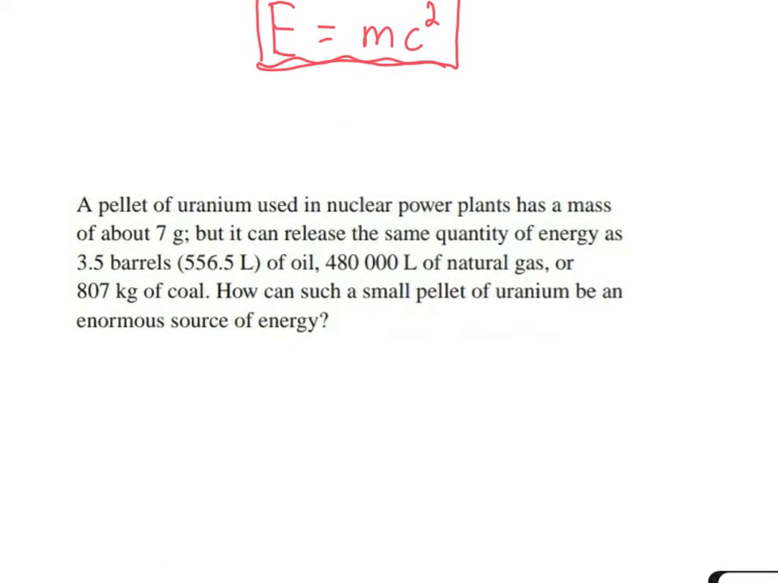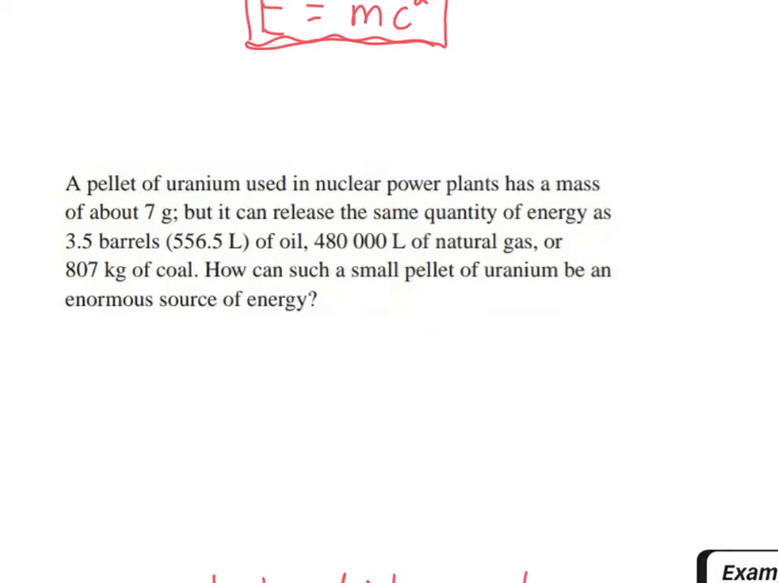So the idea is a pellet of uranium used in nuclear power plants has a mass of about 7 grams. If you can think about what 7 grams is, that's less than 2 teaspoons of sugar. But that same amount can release the same energy as 3.5 barrels of oil. So that's 550 liters of oil, 480,000 liters of natural gas, or 807 kilograms of coal. And so the question is, how can such a small pellet of uranium be such an enormous source of energy?